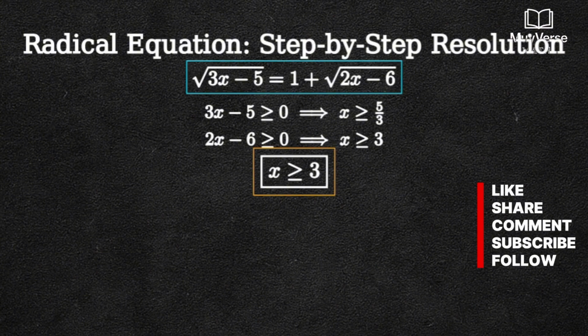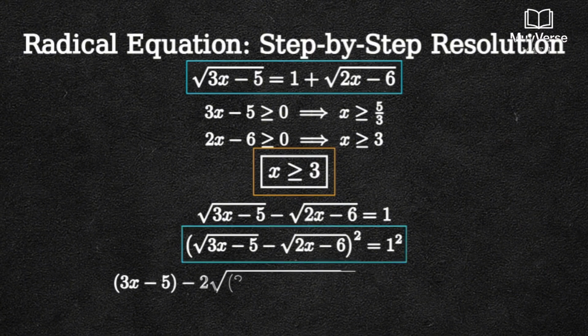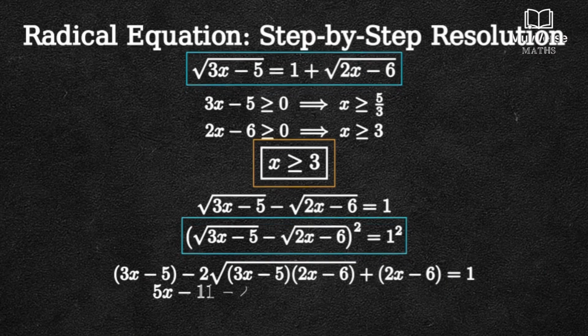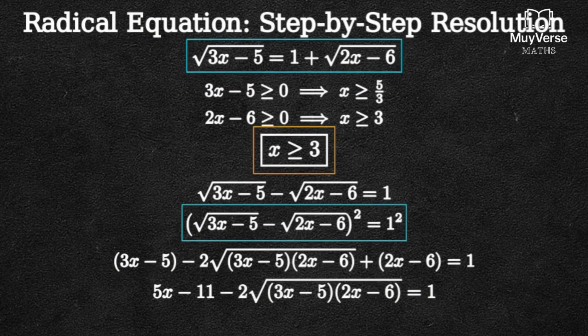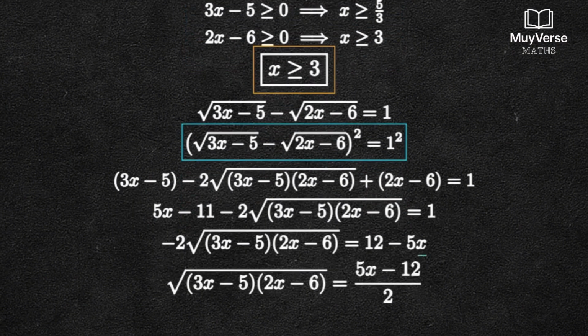Step 2. Isolate and square once. Move the right radical to the left. Square root of 3x minus 5 minus square root of 2x minus 6 equals 1. Now, square both sides. Use the pattern (a minus b) squared equals a squared minus 2ab plus b squared. Combine like terms to get 5x minus 11 minus 2 times the square root of the product (3x minus 5) times (2x minus 6) equals 1. Isolate the remaining radical and divide by negative 2.